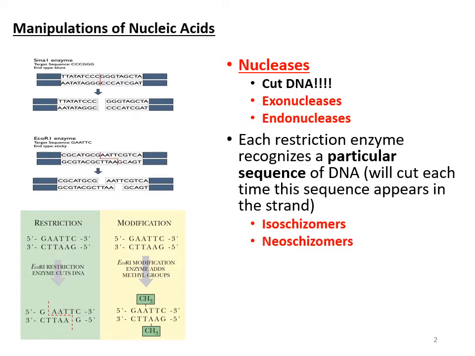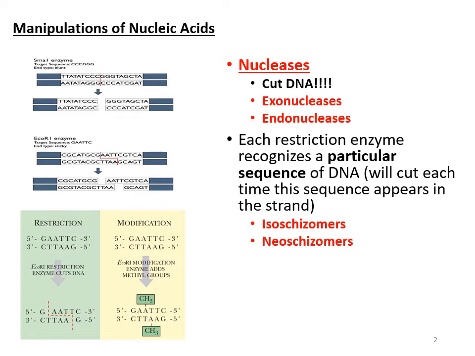Okay? Now, isoschismers, on the other hand, it's a little confusing when I say this. They recognize the same sequence and cut at the same spot. So isoschismers would both recognize GAATTC, and they would both cut after the G. Okay? That would be isoschismers.